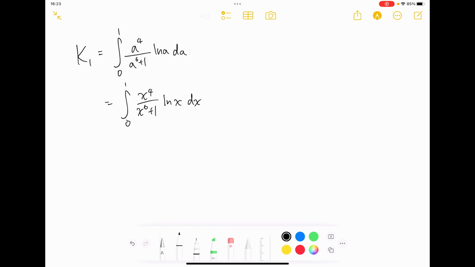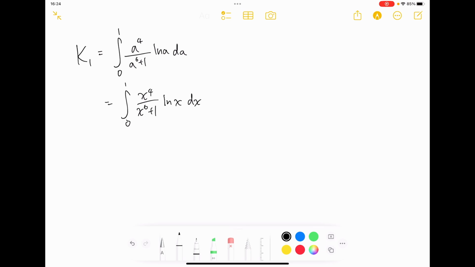So this is K1, and I've renamed A into X, as you can see, just because my brain literally will not function when I try to integrate with respect to A. It just doesn't work for some reason, and I end up writing X all the time, so I'm just going to embrace the X and just live with it.